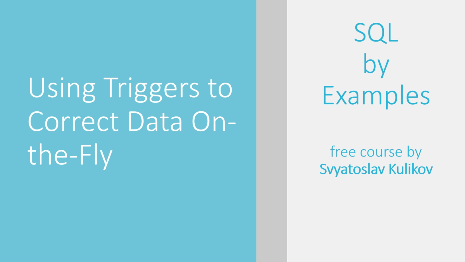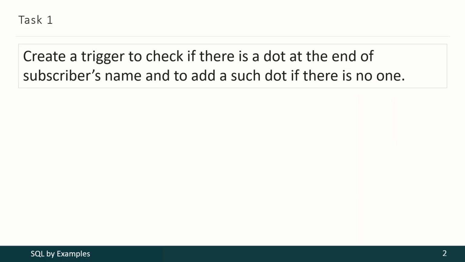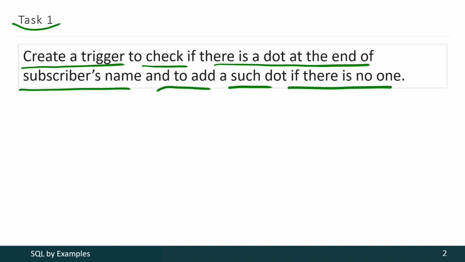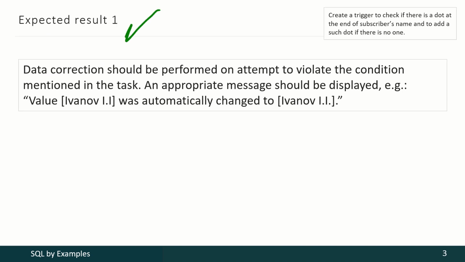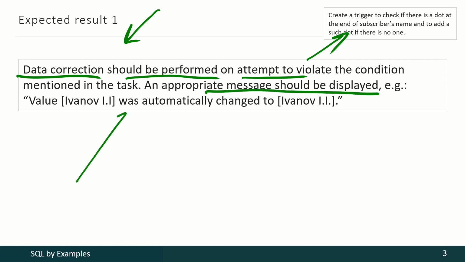In this video we shall discuss how to use triggers to correct data on the fly. In the first task we have to create a trigger to check if there is a dot at the end of subscriber's name and to add such a dot if there is no one. The expected result is that the data correction should be performed on attempt to violate that rule. And also a message should be displayed to describe the situation, and this message may look like this.